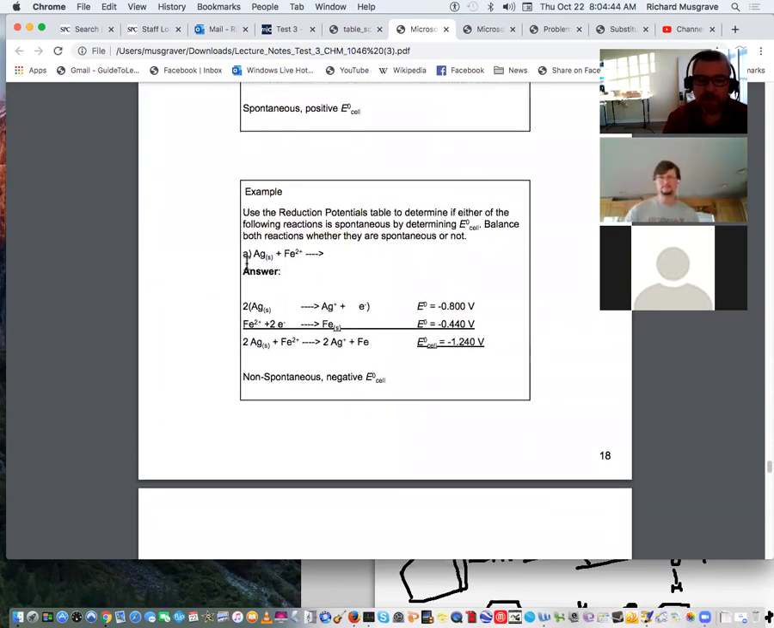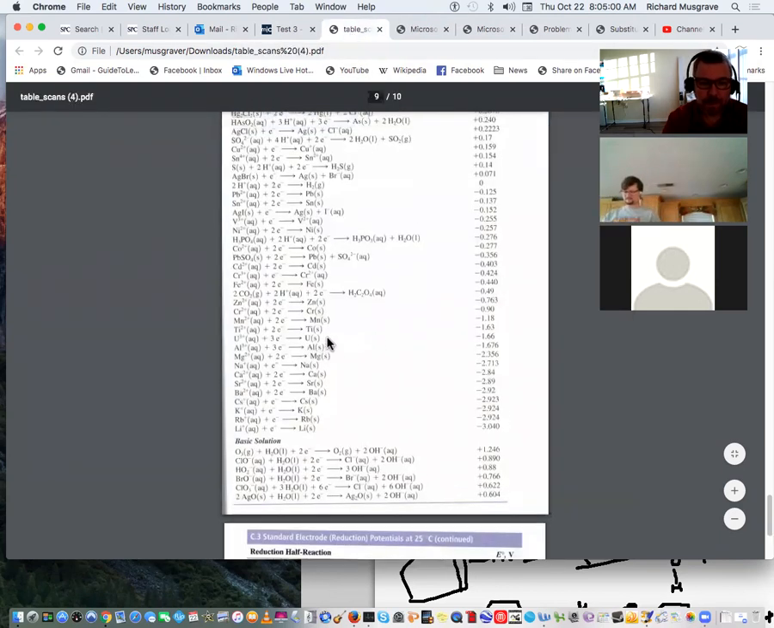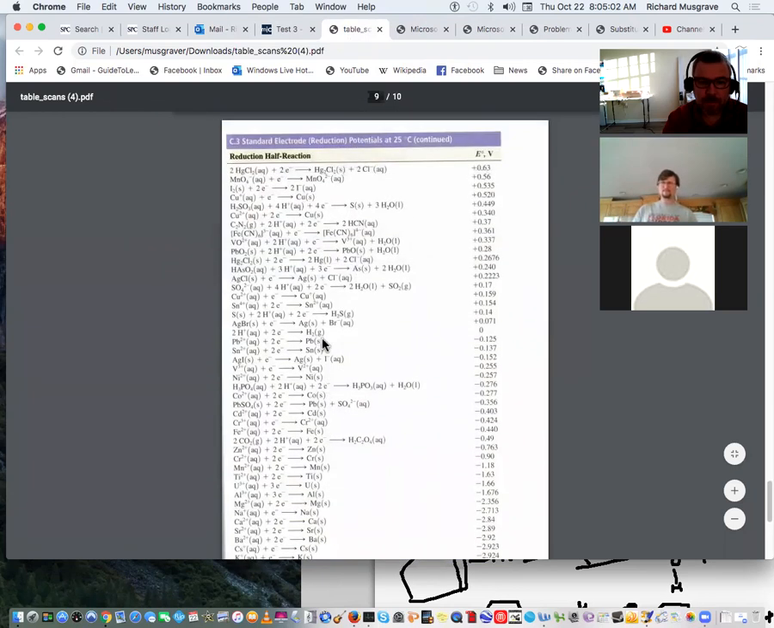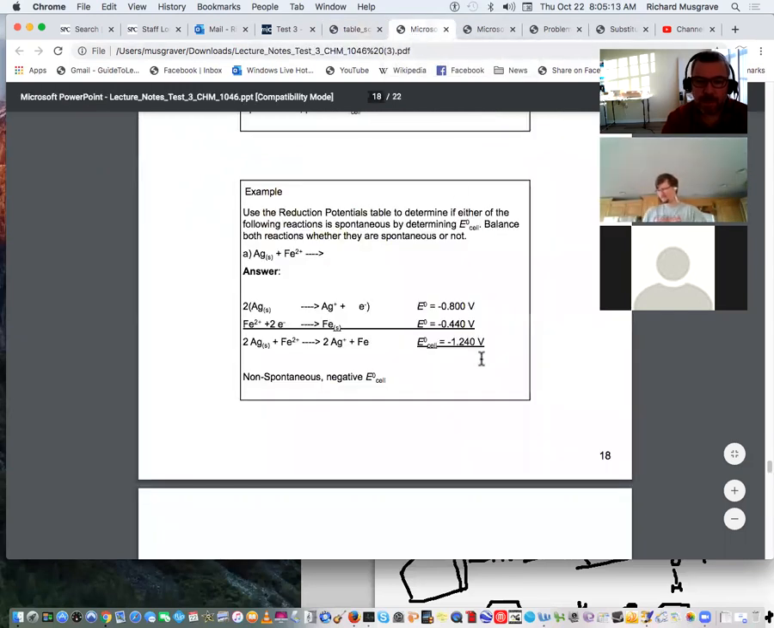Here's another example. Let's say we tried to put silver in an Fe2+ solution. What would happen then? Well, if we look at the silver reaction, again, we can find that on the standard reduction potential table. And the silver reaction is up here, Ag+ plus an electron gives silver, that's positive 0.800 volts. Now, again, that one has to be flipped around so that the silver ends up on the reactant side, and that becomes negative 0.800 volts.